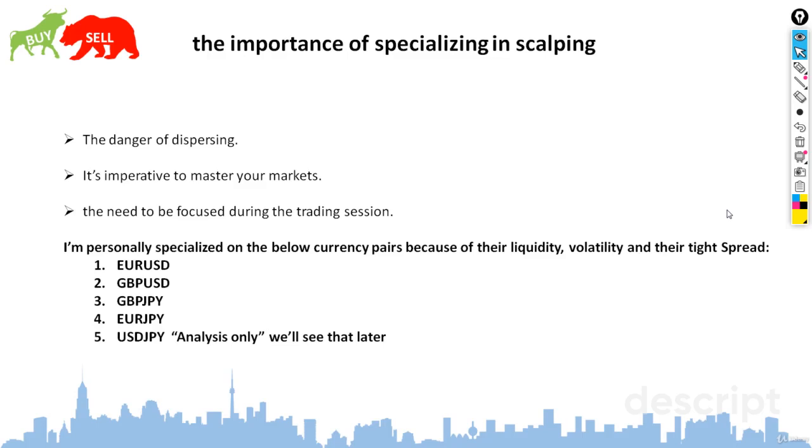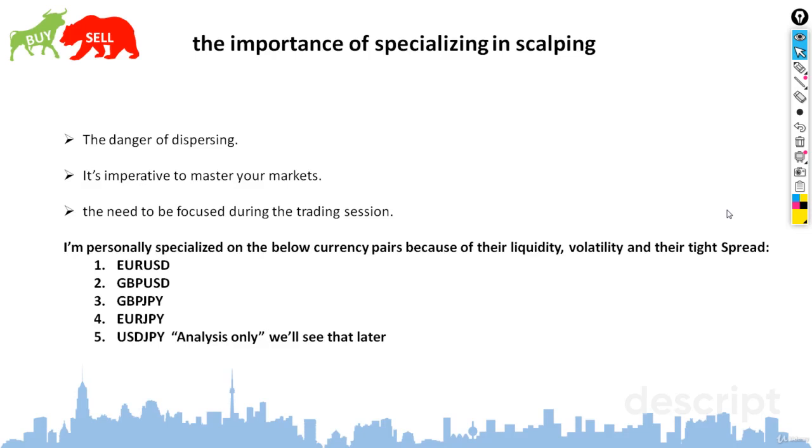That's the point that I want you guys to understand also in how to choose the best currency pairs to trade. The third point, you need to be focused during the trading session, because scalping is very fast. It's not day trading or swing trading where you have a lot of time to think and to confirm configurations and patterns. So in scalping, you have to be focused and not disturbed by your phone or WhatsApp or Facebook or whatever.